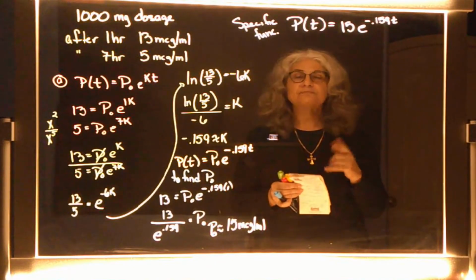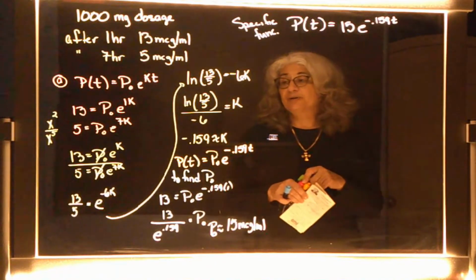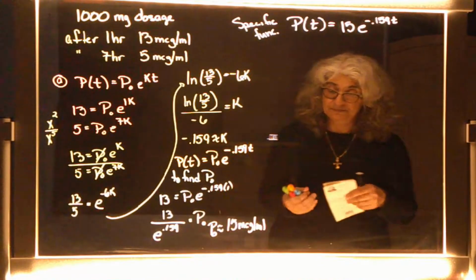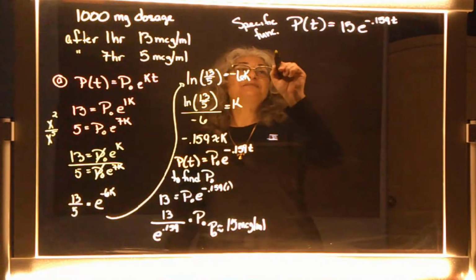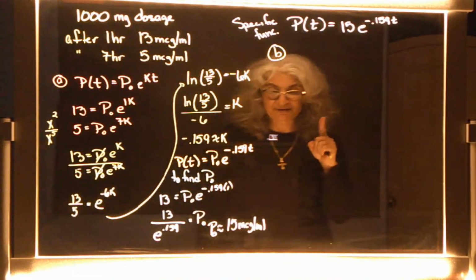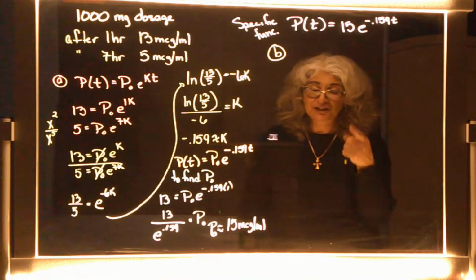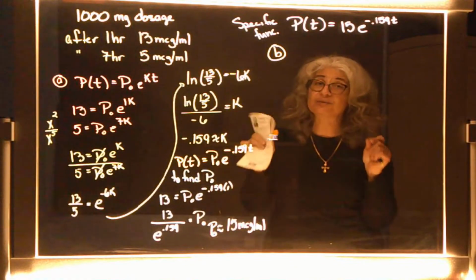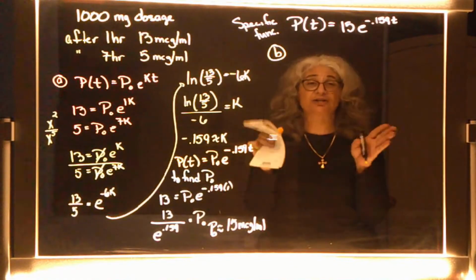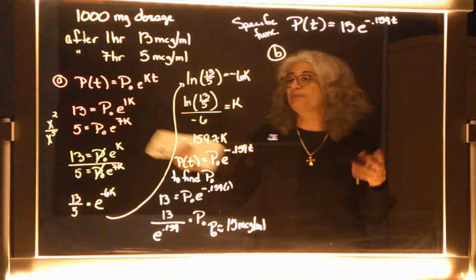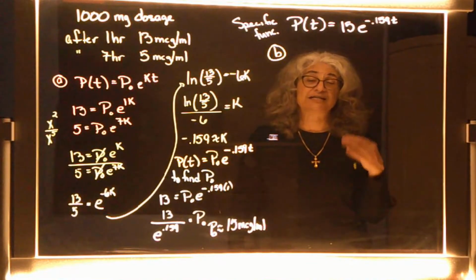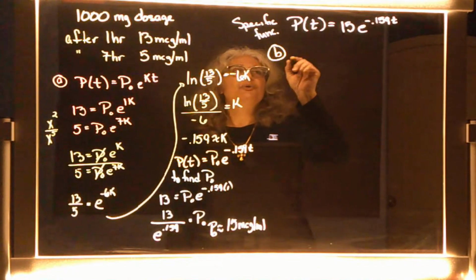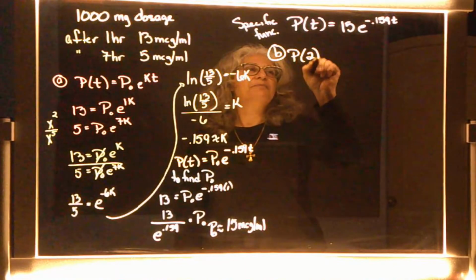Good? Okay. So, now that we got that, let's go to part B. Part B says estimate the concentration of the drug 2 hours after the dosage, after the 1,000 milligram dosage. We're still talking about that 1,000 milligram dosage, which is very good, because if they threw another dosage at me, I'm going to have to start all over again. It's very important that they stay with the same dosage. Okay, so 2 hours, right? So the amount after 2 hours.